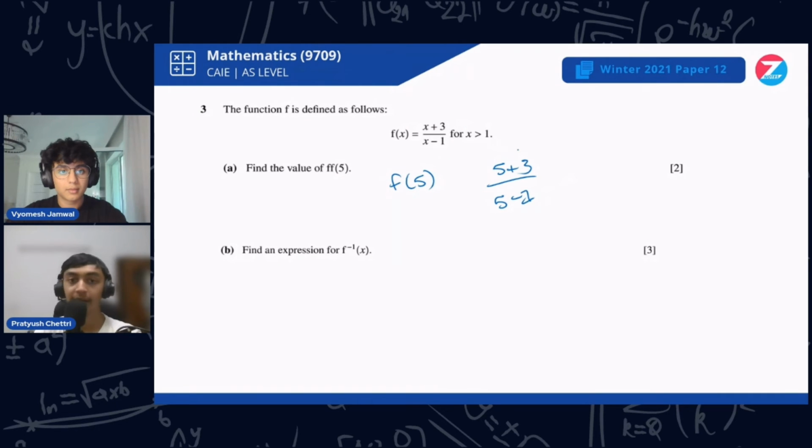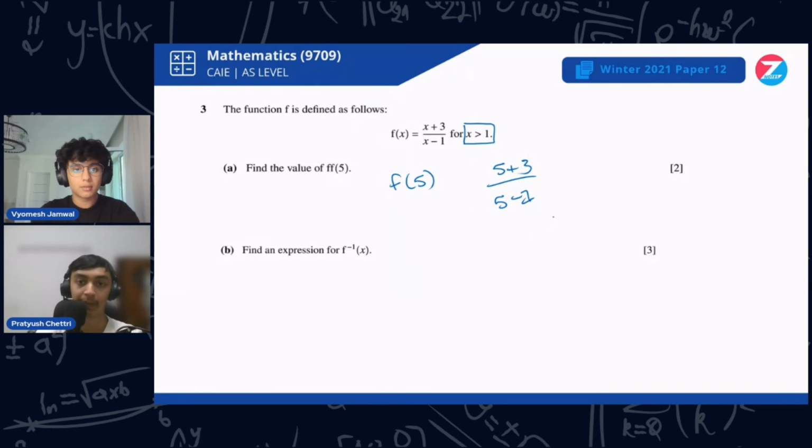Careful here, because they have given us a domain. I'm just looking at that and eyeballing it, make sure I don't forget. You might like to highlight or underline it in your test so that you don't miss it later on. And 8 over 4 is equal to 2, so f of 5 equals 2.